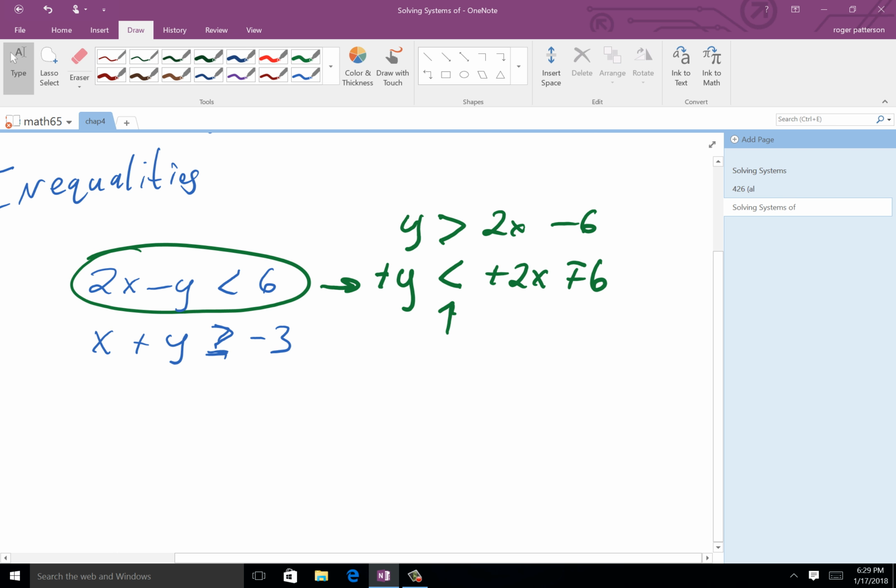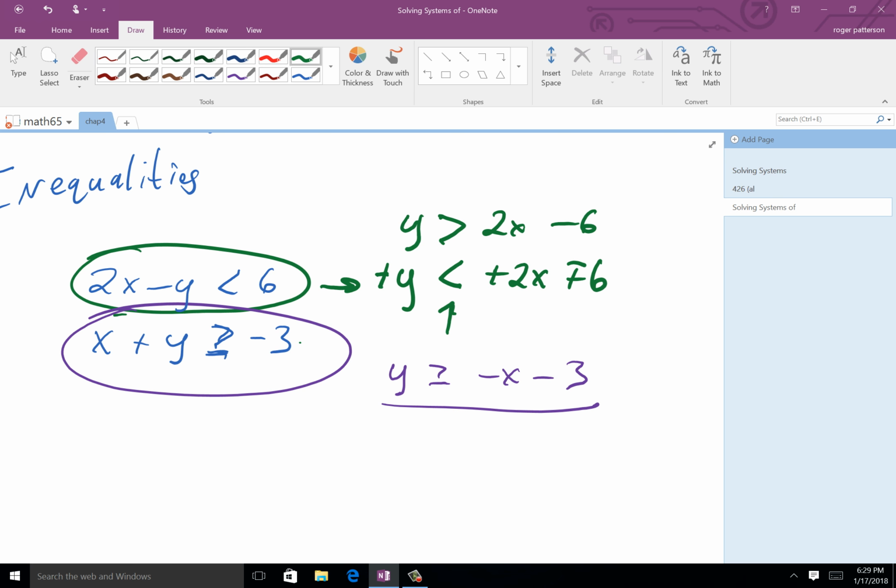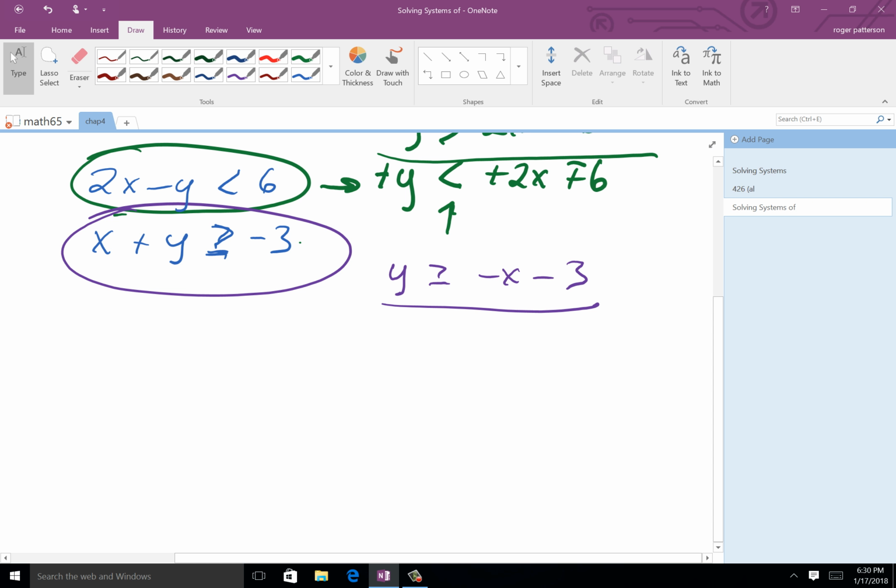All right. Then let's do this one in a purplish color. I want to separate them out color-wise. There we go. So here I'm going to subtract x again. So we have y greater than or equal to negative x minus 3. So here's one equation, and here's the other equation. So now we're going to graph those. Okay, so I'm just going to graph them.